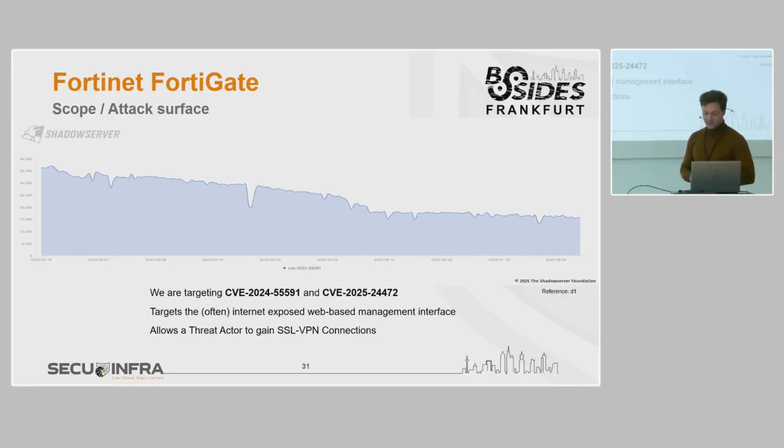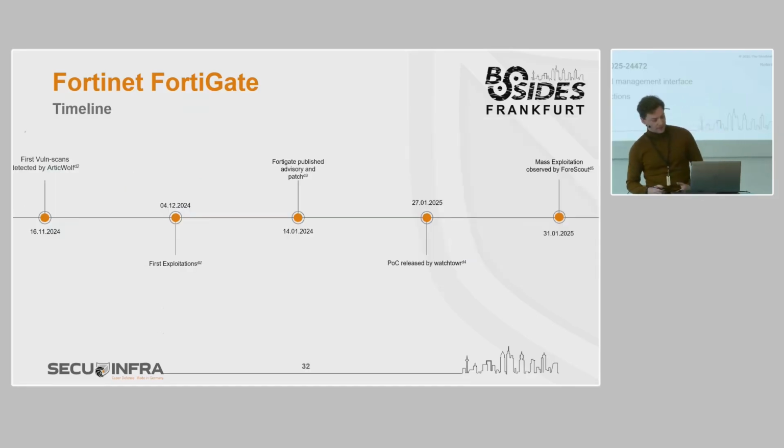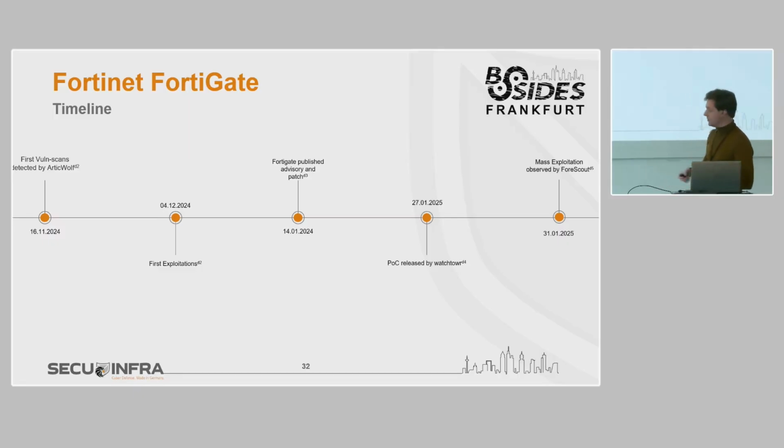So this vulnerability targets the often exposed web-based management interface. You don't need to have it exposed to the internet. It makes your life easier as administrator, but you also allow vulnerabilities to affect you. So don't do it. And basically, if you abuse this vulnerability, you can take over SSL VPN sessions. So again, here's a timeline to showcase when the first compromise was detected, when the bulletin was released, stuff like that.